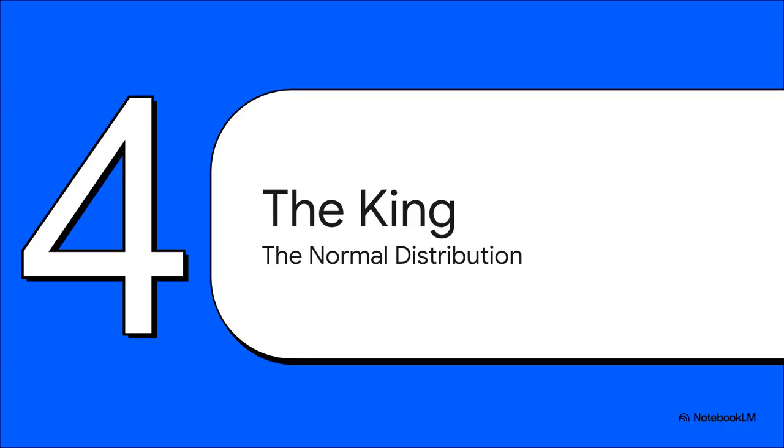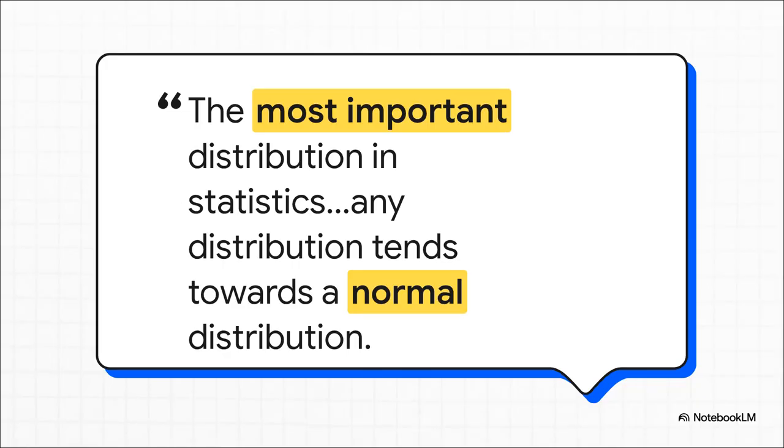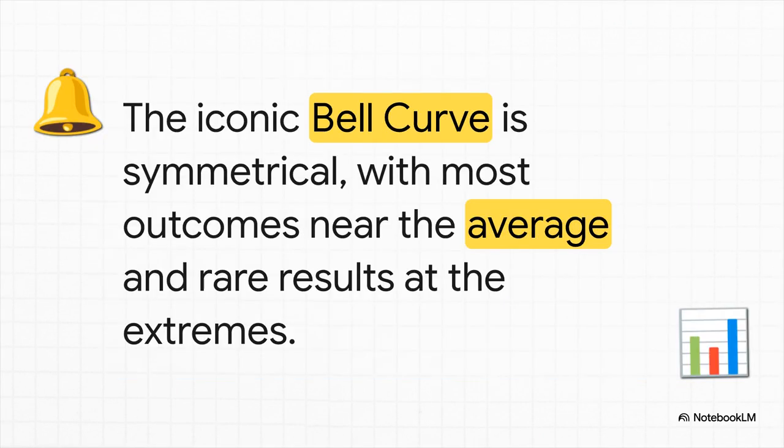And now, it is time for the undisputed king of all distributions. The one pattern that shows up so often in nature and in society that we just call it normal. I mean, listen to how the source material puts it. This is, quote, the most important distribution in statistics. And the reason it's so famous is this powerful idea called the central limit theorem. It basically says that when you take enough random things and average them out, the pattern that emerges almost always starts to look normal. And here it is, the iconic shape you've definitely seen before, the bell curve.